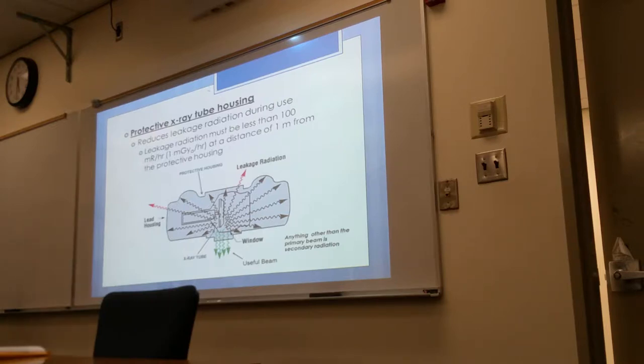And then when we're talking about exposure rate, exposure coming from a source, this is where roentgens come in. Okay? So we're talking about exposure rate. So leakage radiation must be less than 100 milliroentgens per hour at a distance of 1 meter from the protective housing. All right, any questions? Okay, let's keep on going.